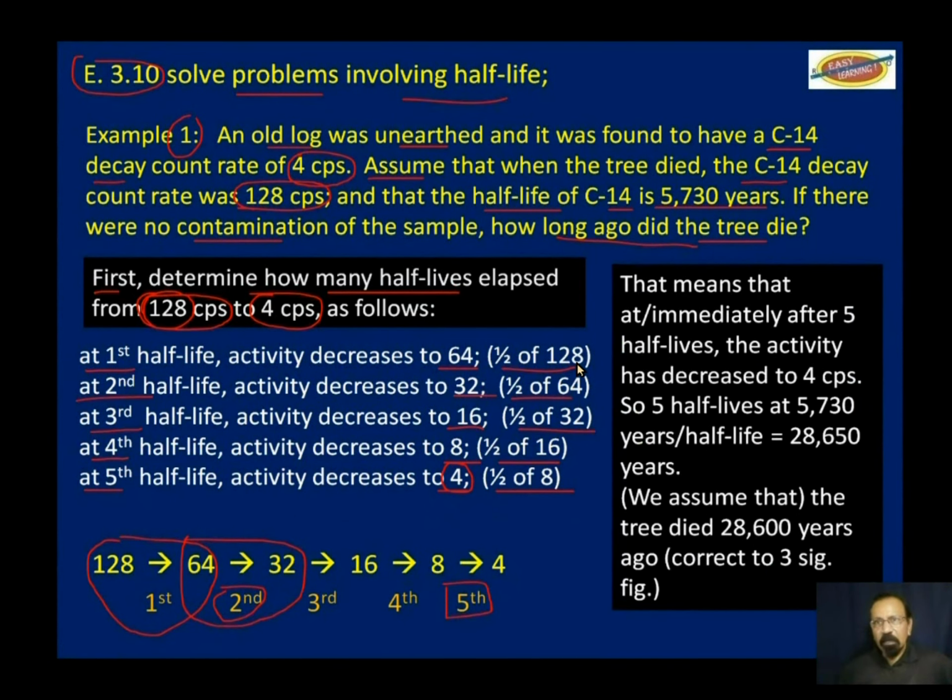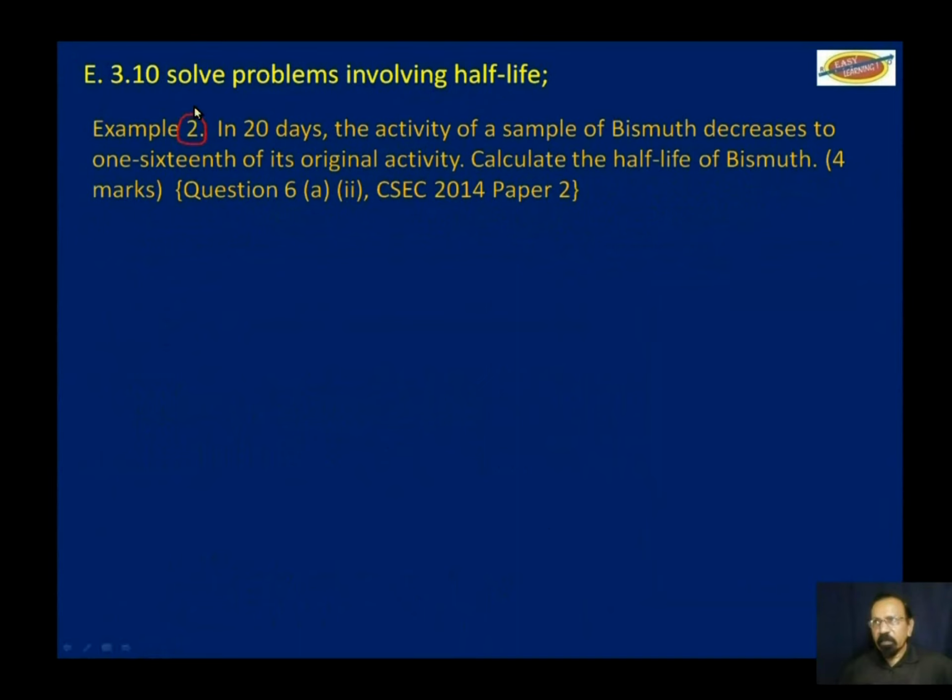Now that means that immediately after 5 half-lives, the activity has decreased to 4 CPS. So 5 half-lives at 5,730 years per half-life would give us 28,650 years. So we will assume that the tree died approximately 28,600 years ago, and that is correct to 3 significant figures. Example 2, and this is part of question 6 from CSEC 2014 paper 2.